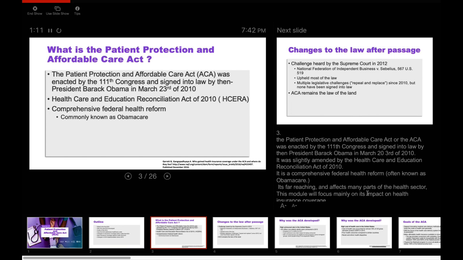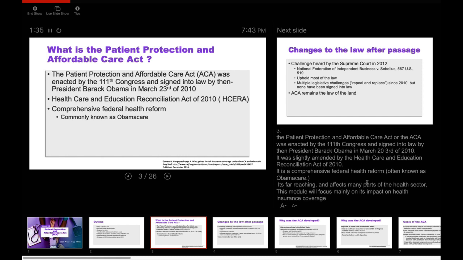The Patient Protection and Affordable Care Act, or the ACA, was enacted by the 111th Congress and signed into law by then President Barack Obama in 2010. It was slightly amended by the Healthcare and Education Reconciliation Act of 2010. It is a comprehensive federal health reform, often known as Obamacare. It's far-reaching and affects many parts of the health sector. This module will focus mainly on its impact on health insurance coverage.